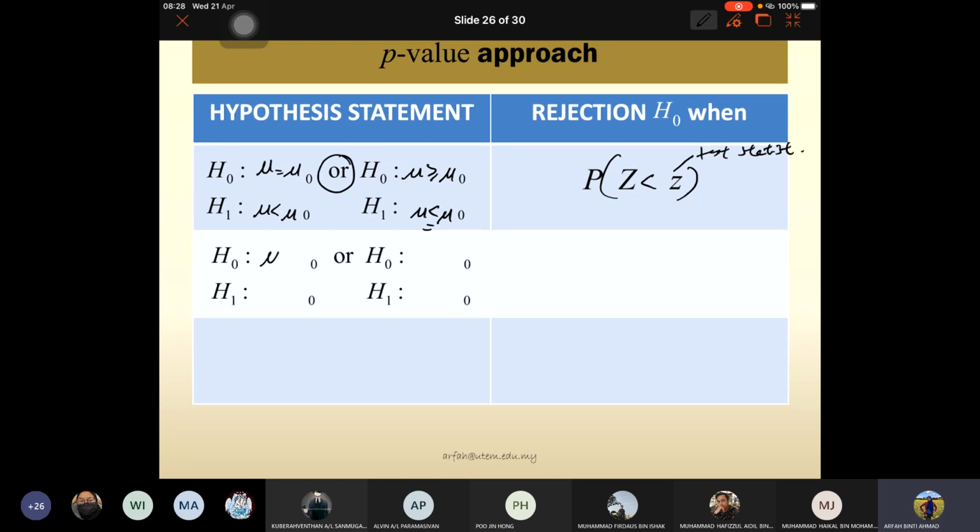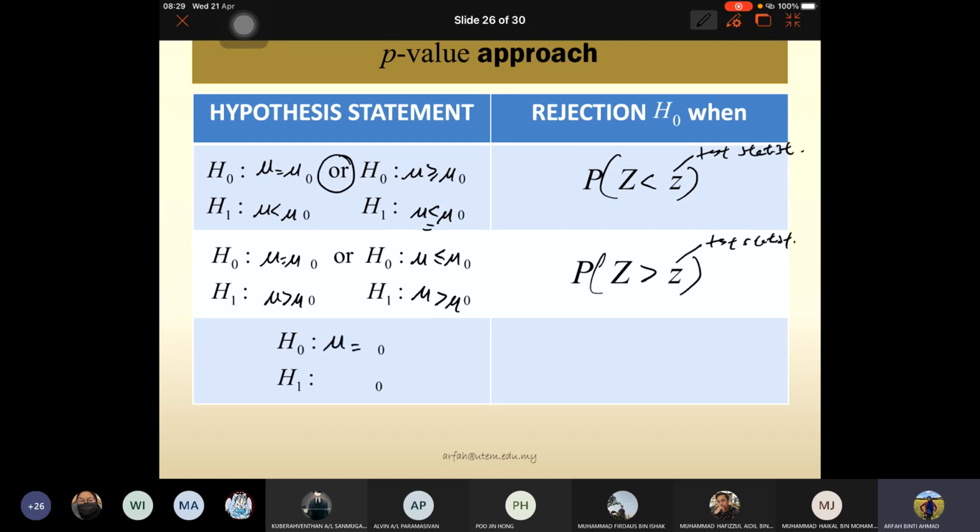Okay. If mu equal to mu naught versus mu greater than mu naught, or mu less than or equal to mu naught versus mean greater than mu naught. So rejection region, we will reject the null hypothesis if the p-value, probability of Z greater than Z. So this is your test statistic. So P(Z) adalah p-value. Nanti kita tengok macam mana nak kira dia p-value.